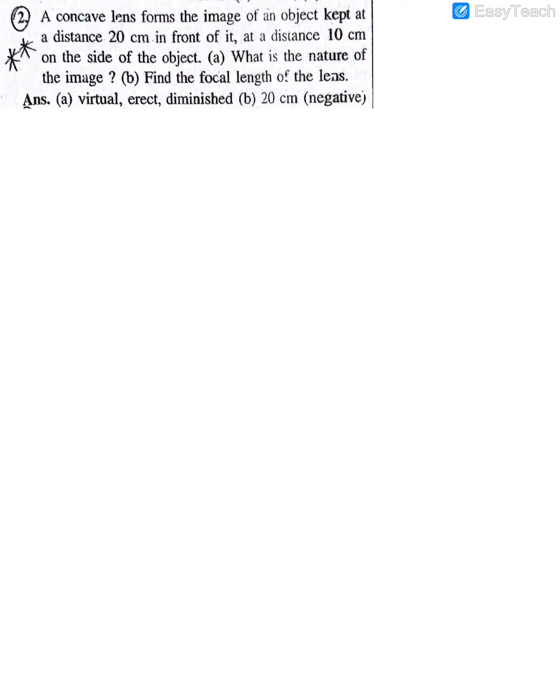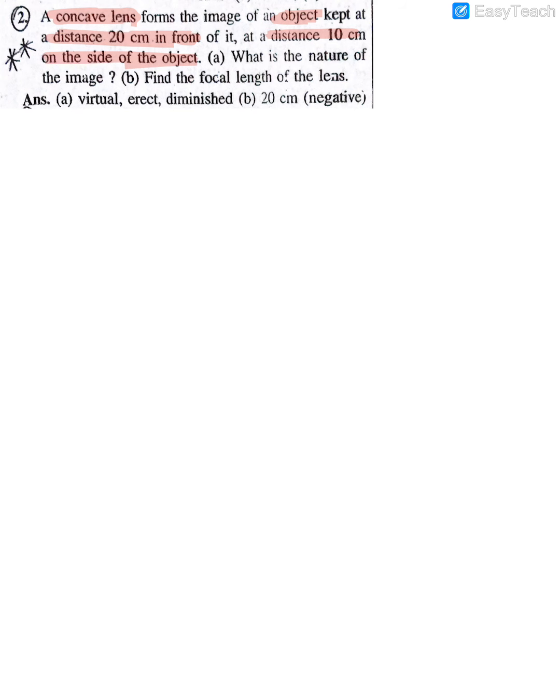Now guys, the next problem, problem number 2 out here. Let's read the problem first, we'll figure out what is asked. They say a concave lens forms the image of an object. Where is the object kept? 20 centimeter in front of it. The image is at a distance of 10 centimeter on the side of the object, meaning on the same side basically.